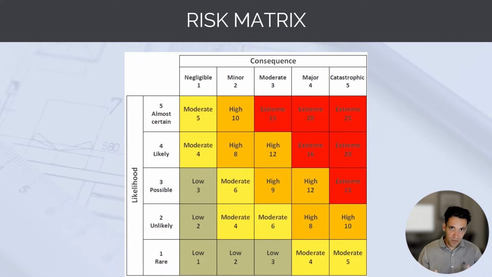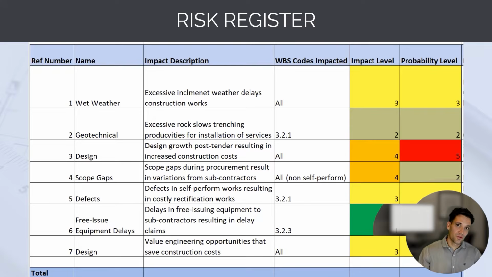Now, this is an important exercise to do because it allows us to get a holistic view of which are the most important risks to the project. Where should we be putting our time and attention? We're going to summarize all this information in our risk register. So against each of the individual risks for the project, we've given it an impact level, a probability level, and then we can give it an overall risk rating.